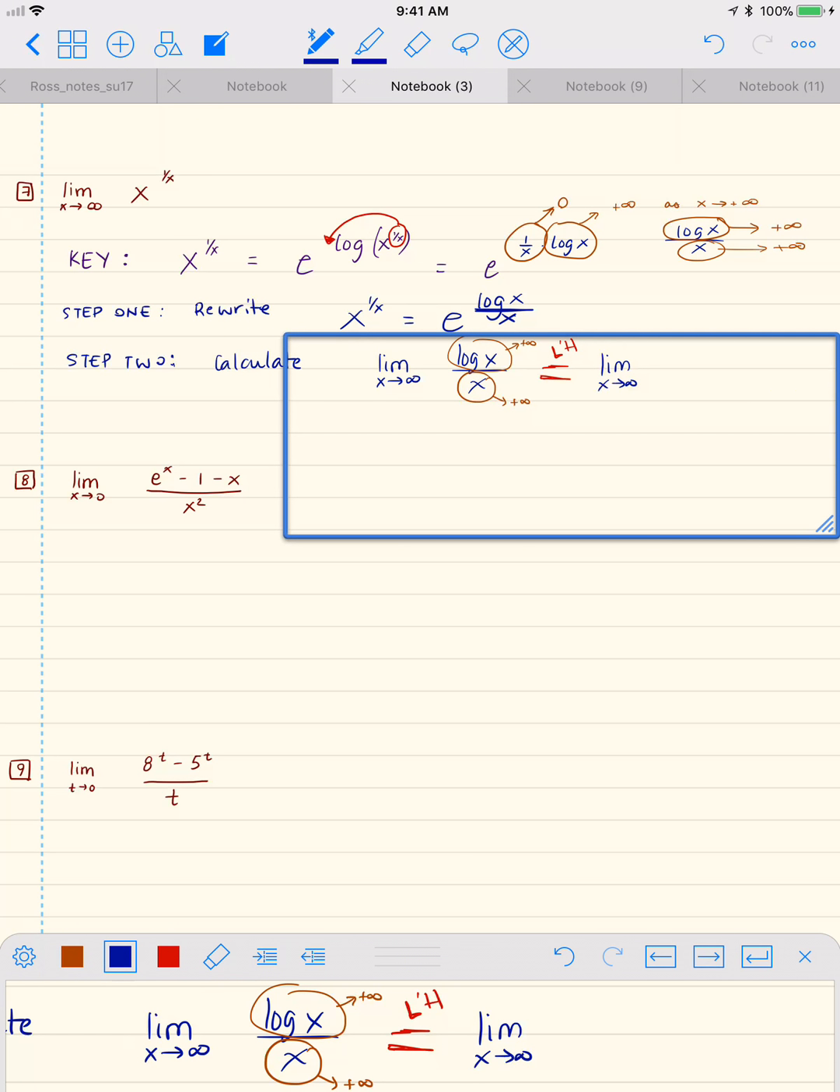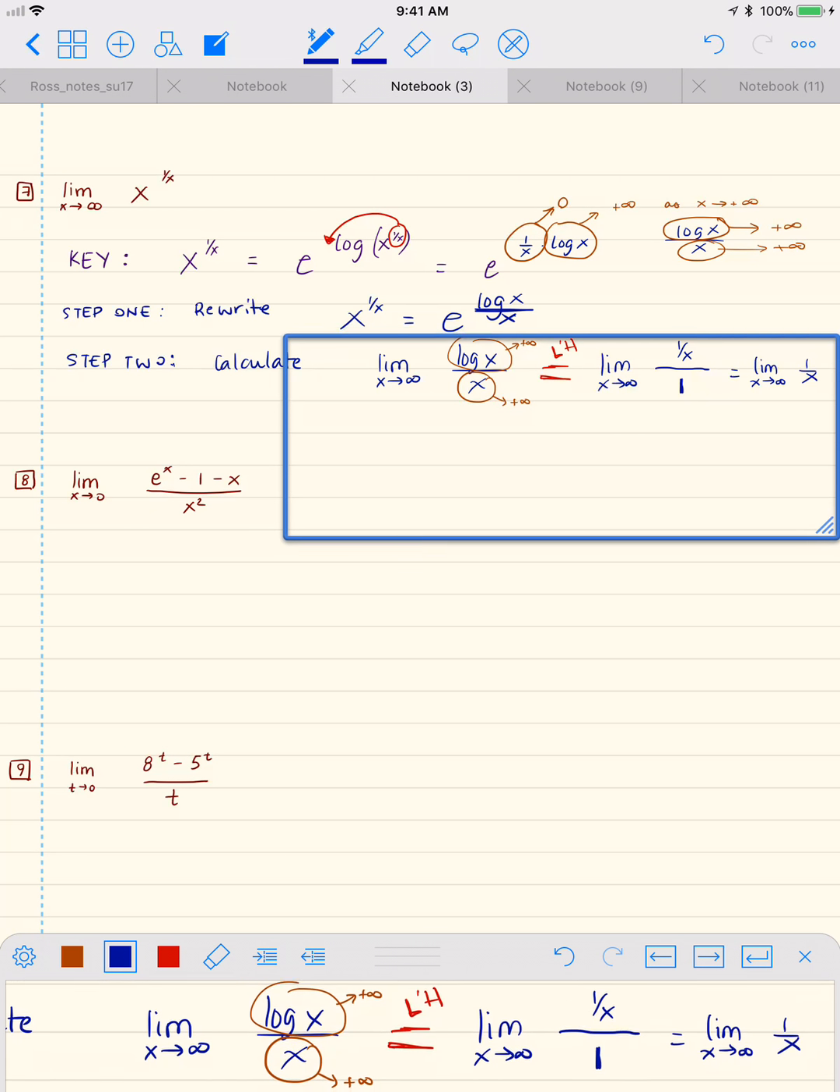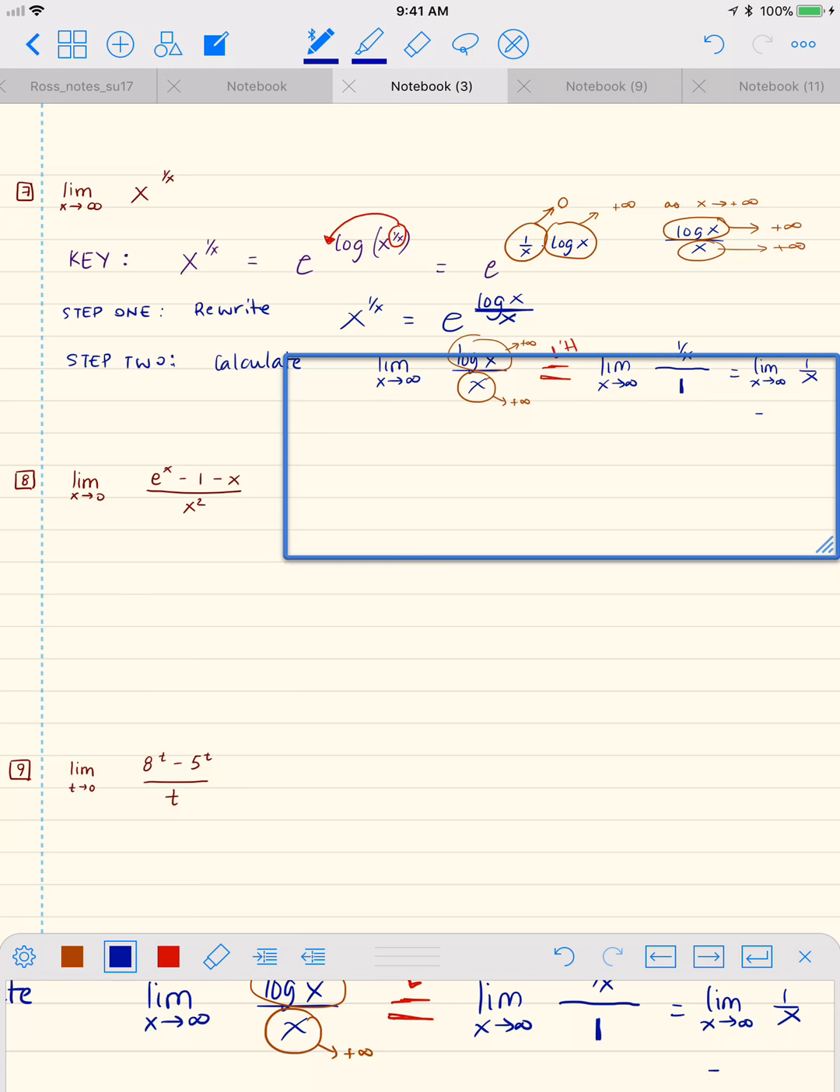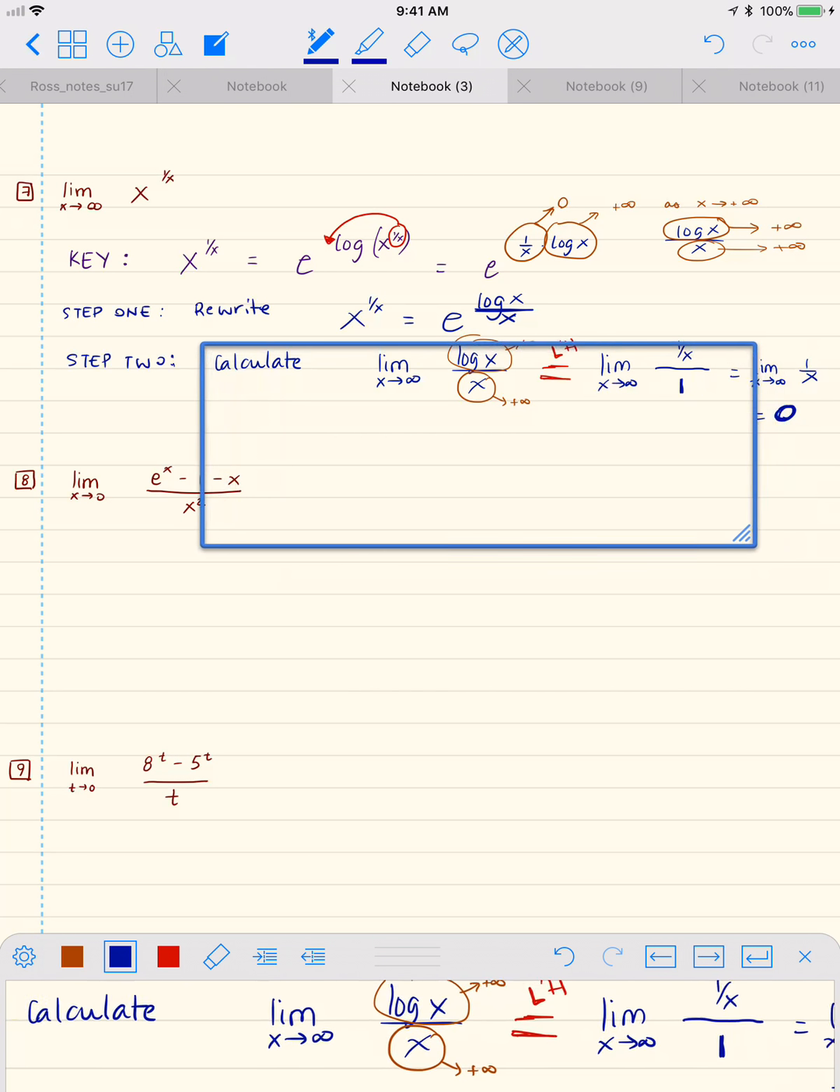So I'm going to apply L'Hopital's rule, which means take the derivative of the numerator, which is going to be 1 over x, and take the derivative of the denominator. The denominator is going to be 1, right? We can just rewrite this as a limit as x goes to infinity. This is just 1 over x. And now as x goes to infinity, what happens to 1 over x? It just goes to 0, right? So it goes to 0.